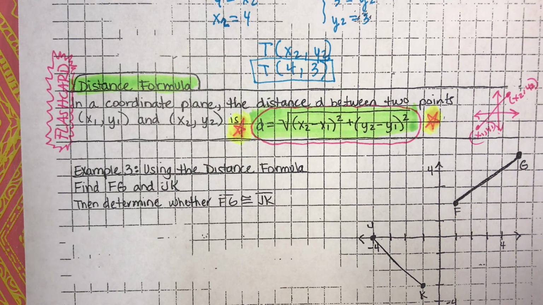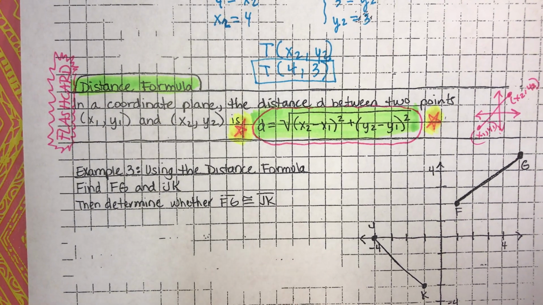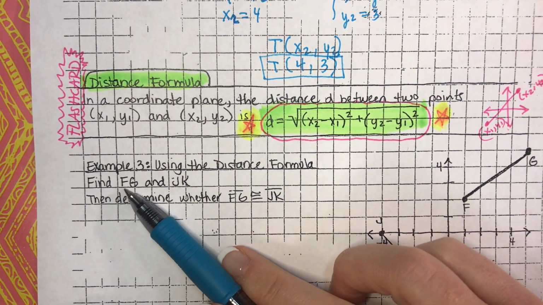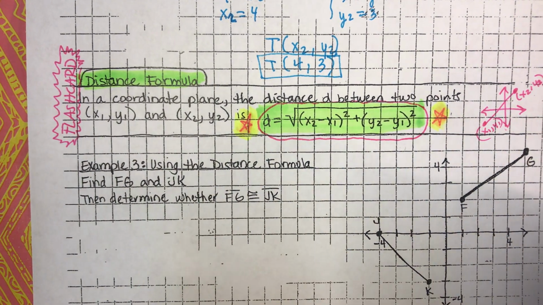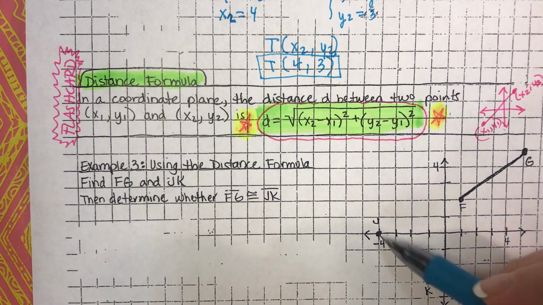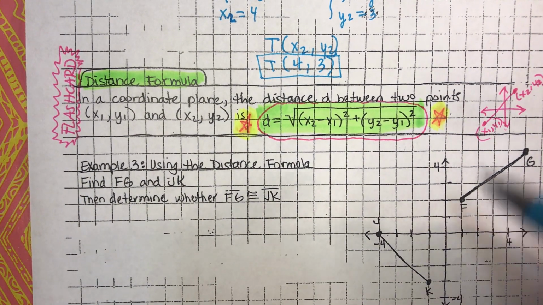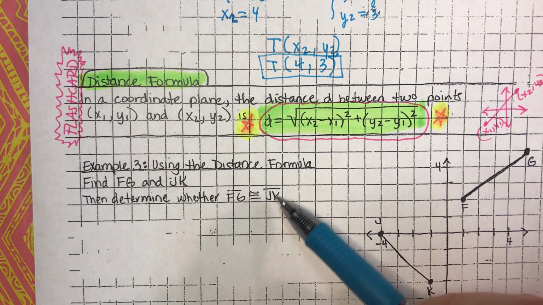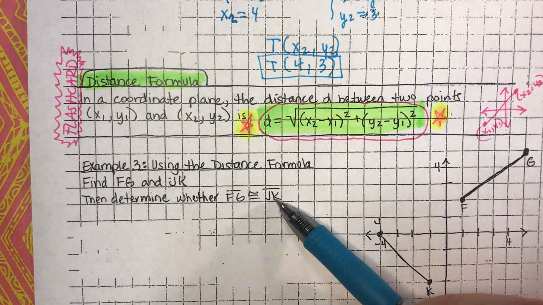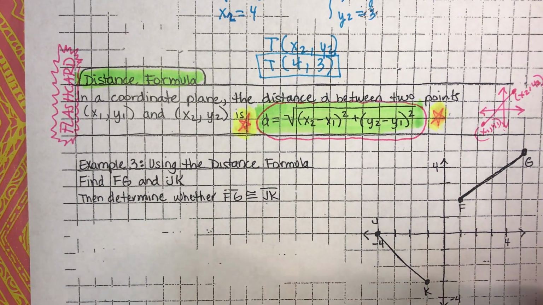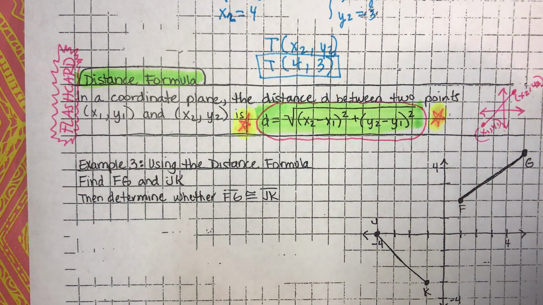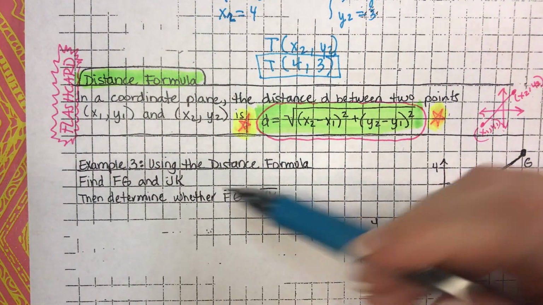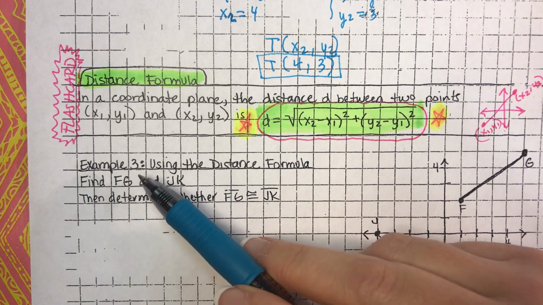So let's go ahead and look at example 3. Example 3, we're going to use the distance formula to find FG and JK. So here's FG, and here's JK. And then we're going to determine if line segment FG is congruent to line segment JK. So notice the difference in the symbols here. You see how FG doesn't have a line segment symbol, but it does here? So it wants us to find what the actual value is.